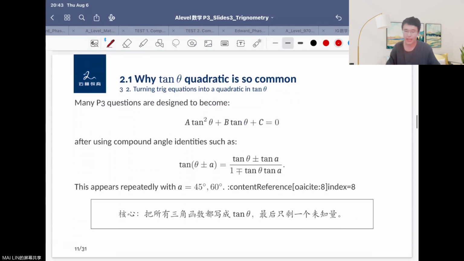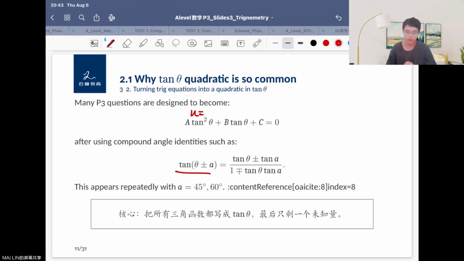So here, why is the tan theta quadratic so common? Most of the problems in A-level mathematics P3 can be simplified as A tan squared theta plus B tan theta plus C equals 0. We can consider it as a quadratic equation and substitute u equals tan theta, right? Also, we can sometimes use the rule for tan of theta plus or minus alpha, which equals tan theta plus or minus tan alpha, over 1 minus or plus tan theta tan alpha, okay?